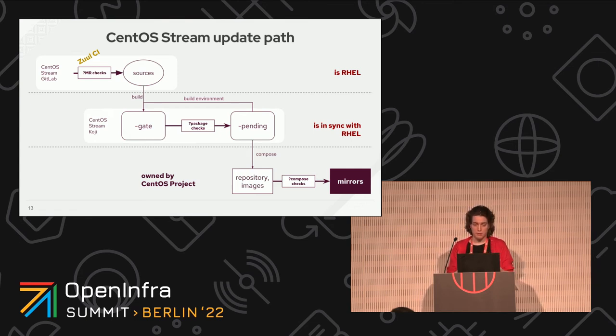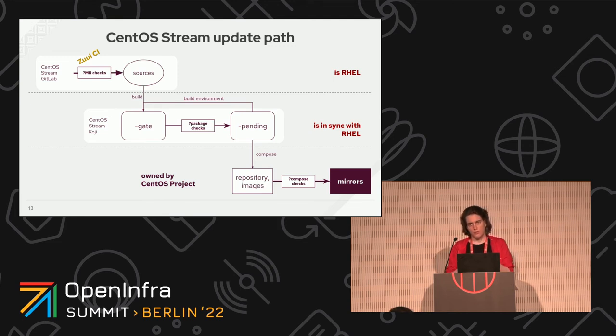Then the build is triggered in the build system, which is called CentOS Stream Koji. And the build goes in the gate tag on the system. A gate tag is like a label you put on a build, or a folder to which you put the build in. And once the build appears there, we trigger the package checks, which are like tests which use this binary RPM package in these scenarios. And then if these checks pass, we move the build to the pending tag.